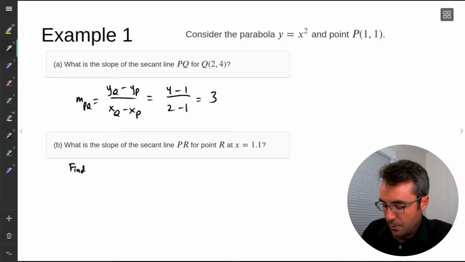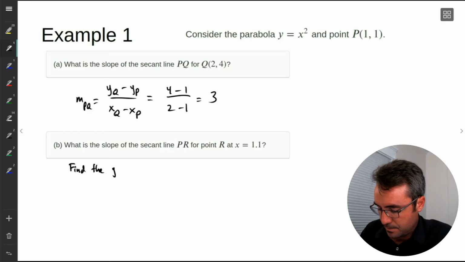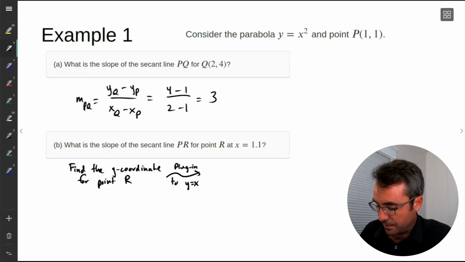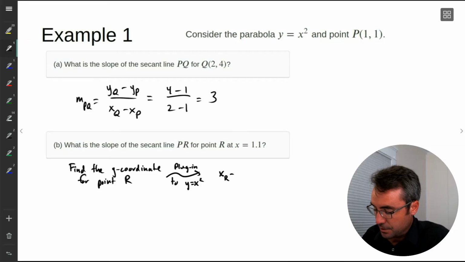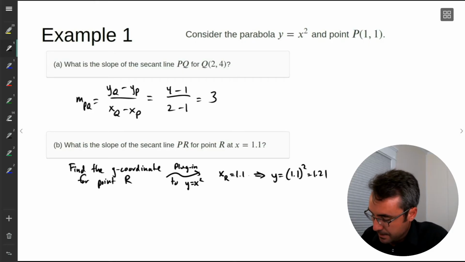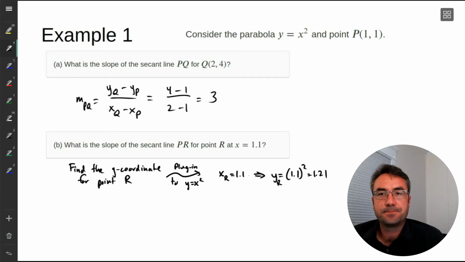So before we go anywhere here, we got to find the y coordinate for point R. And the way we do that is we plug in to y equals x squared, our function, because that's what tells us what the y coordinate is. So we just plug in. We take our x coordinate, which is 1.1, and when we plug that in, we get y is equal to 1.1 squared, which is 1.21. So our y coordinate is 1.21.